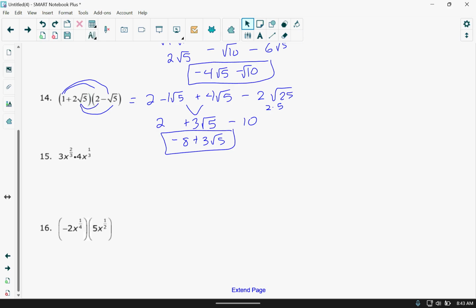Okay, next question. Number 15 is 3x to the 2/3 times 4x to the 1/3. So we're going to do the 3 times 4 just like regular numbers. 3 times 4 is 12. And then we're going to add the exponents on the x's. 2/3 plus 1/3 is 3/3, but 3/3 is just 1. So the final answer is just 12x.